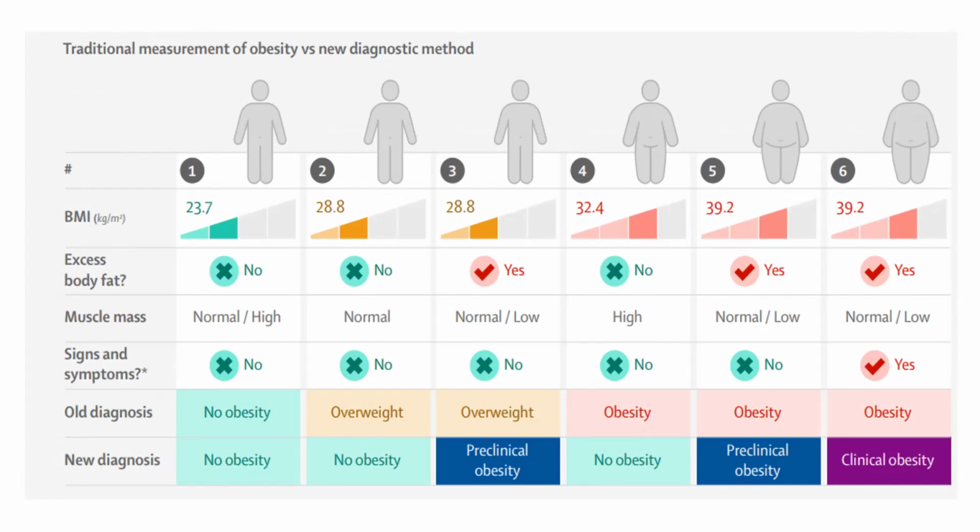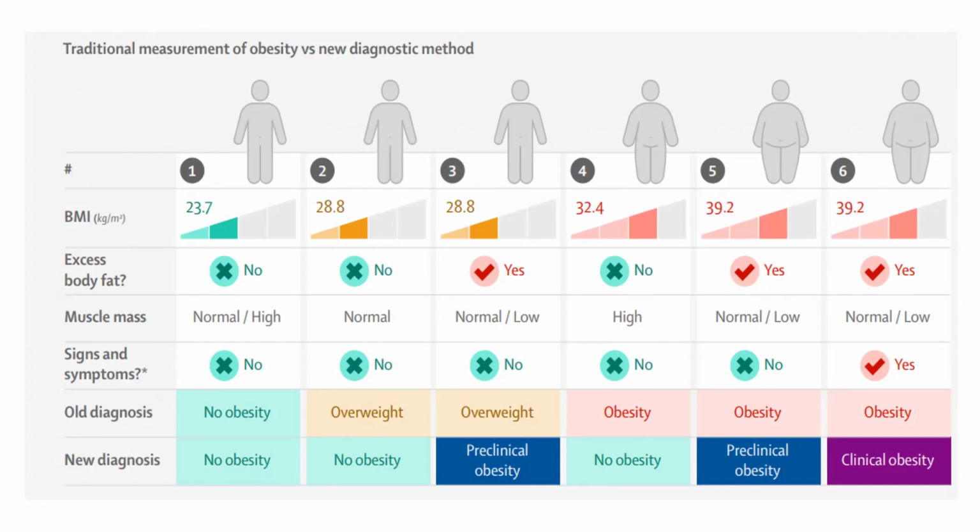Now look at BMI 28.8. In the old classification, we will label the patient as overweight. Excess body fat? No. Muscle mass? Normal. Signs and symptoms of obesity? No. Simply label the patient as overweight in the old classification, but in the new classification, the patient will be classed as having no obesity.